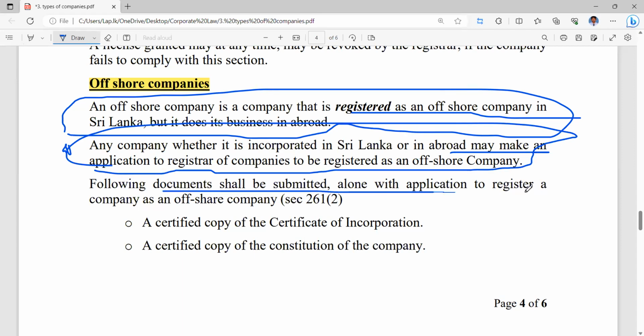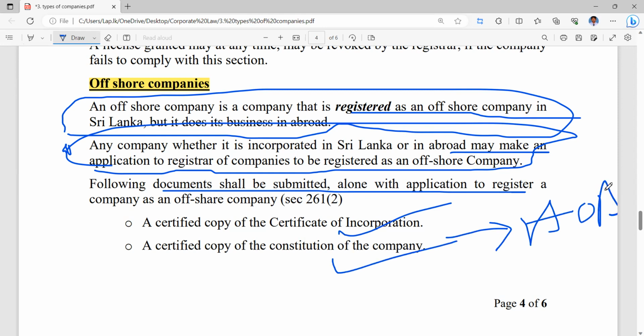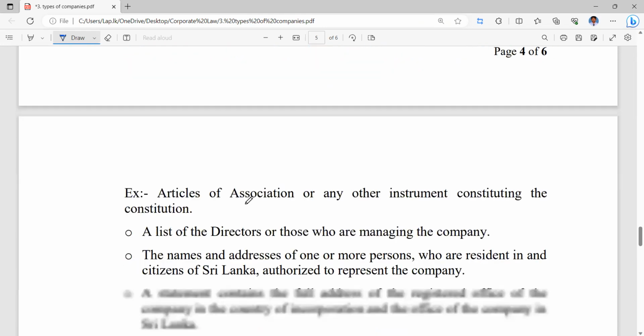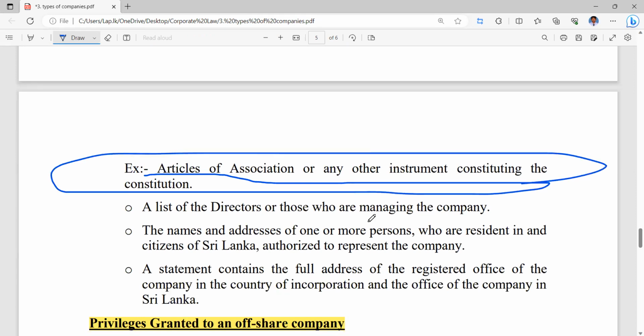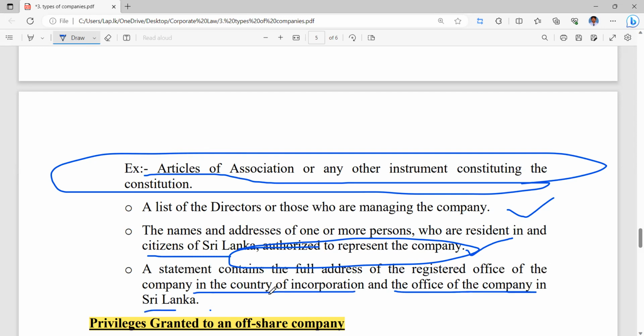The following documents are submitted: the certified copy of the certificate of incorporation, the constitution, which means the articles of association or memorandum; some names differ, for example, articles of association and the instrument constituting the constitution. The list of directors who are managing the company. The names and addresses of one or more persons resident in Sri Lanka who are authorized to represent the company. A statement containing the full address of the registered office in the country of incorporation and the office in Sri Lanka.